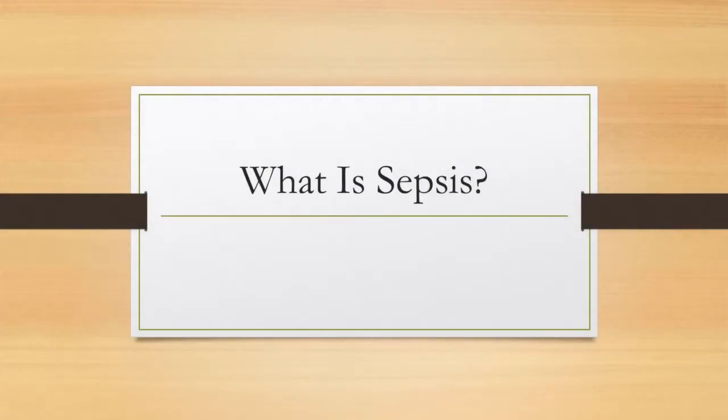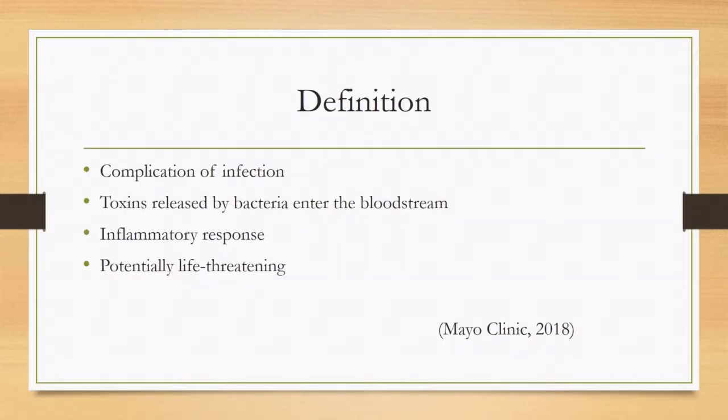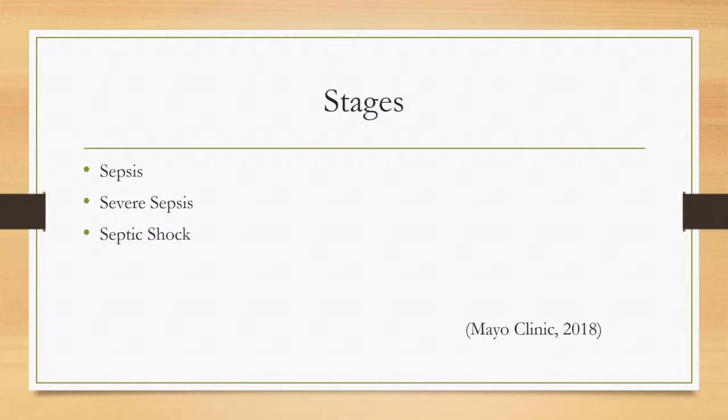First question then, what the heck is sepsis? The main resource that I'm using here is the Mayo Clinic, partly because it's just more up to date than most of the textbooks I have easily to hand, and I want to give the most up-to-date information that is available. So it's a complication of infection caused by toxins that are released by the bacteria that are infecting a person, and those enter the bloodstream, creating an inflammatory response which is potentially life-threatening. It has 3 stages: sepsis, severe sepsis, and septic shock.